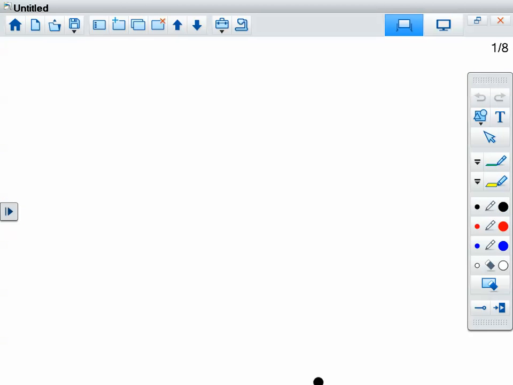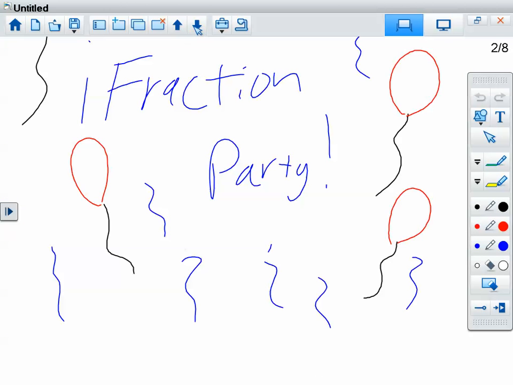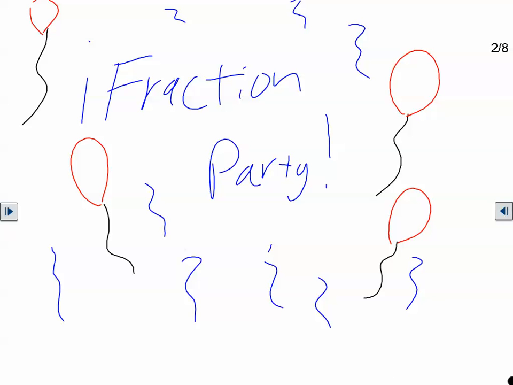to help us remember some things. It is a fraction party! Woo! Yay! Fractions! Yay! These are balloons. I know they don't really look like balloons, but it's fraction party. We're going to do a lot of fractions today because we need help.